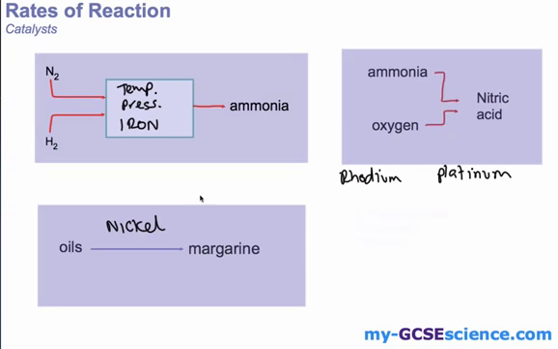Now, you don't need to memorize these reactions or know particular examples of reactions, but another important thing to know and remember is that different catalysts are used for different reactions. So you wouldn't necessarily use iron for the reaction to produce nitric acid, or you wouldn't necessarily use platinum to produce your margarine, but different catalysts are used for different reactions.